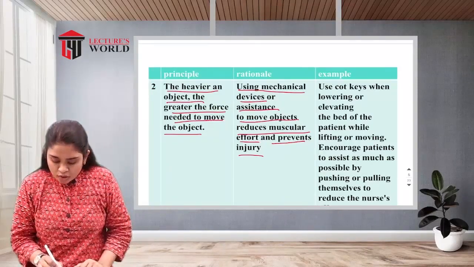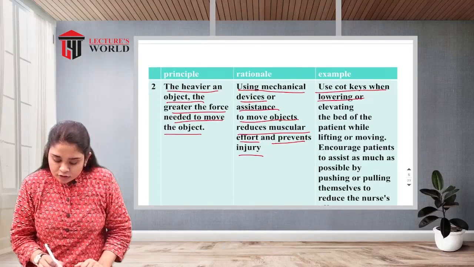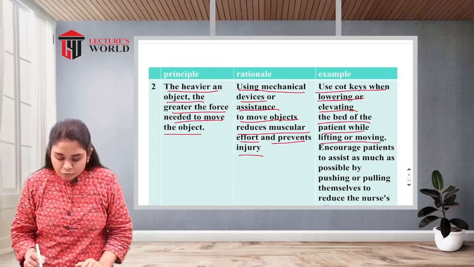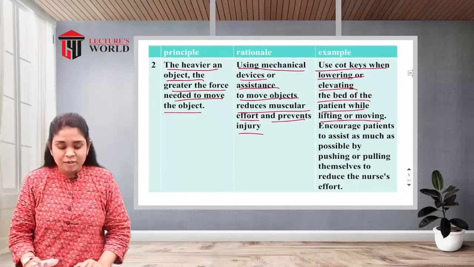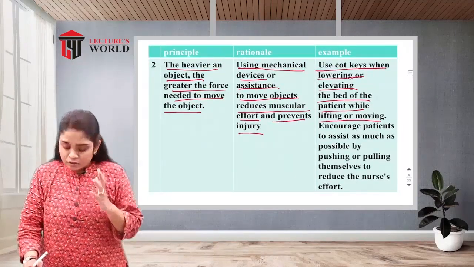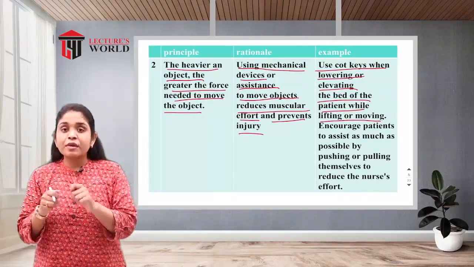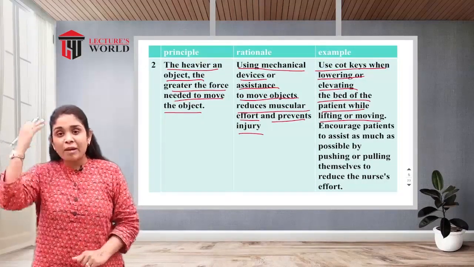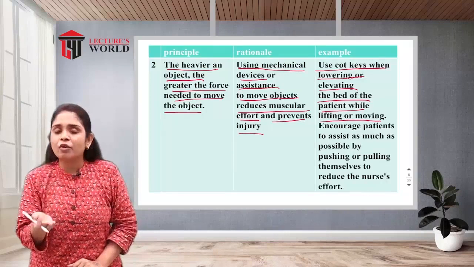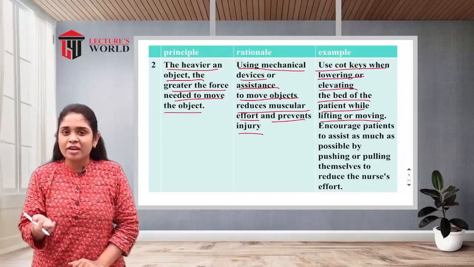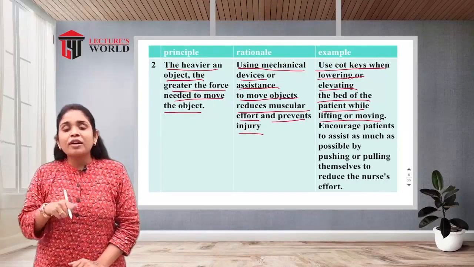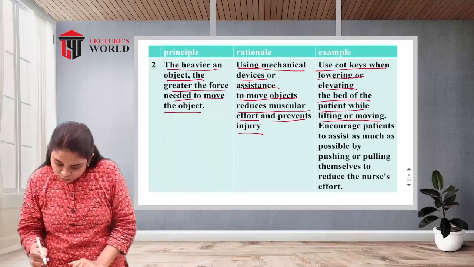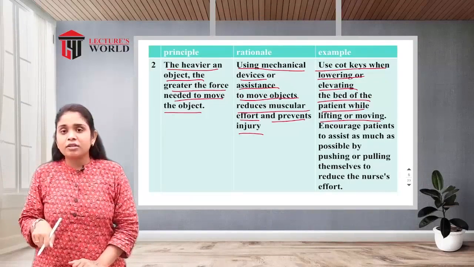So use the cot key when lowering or elevating the bed of the patient while lifting or moving. Okay, so here one example has been given. When we want to transfer a patient from cot to stretcher, if we have given the high Fowler position or some other position, make sure you are elevating or lowering that bed.